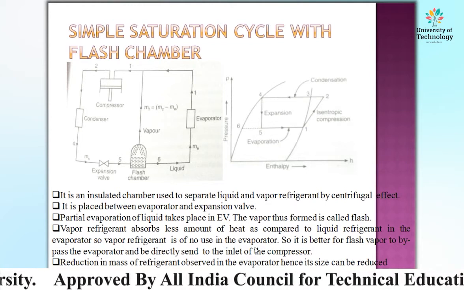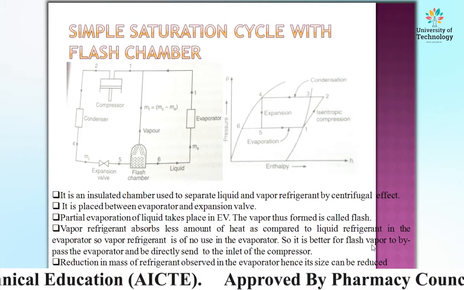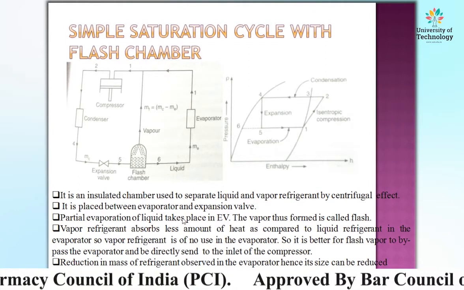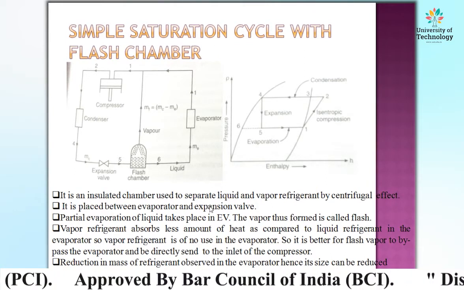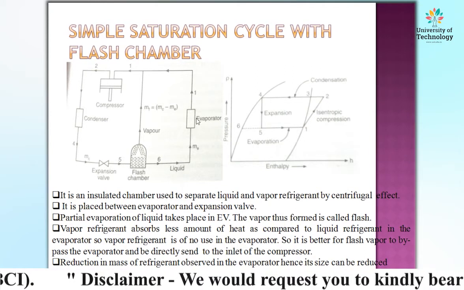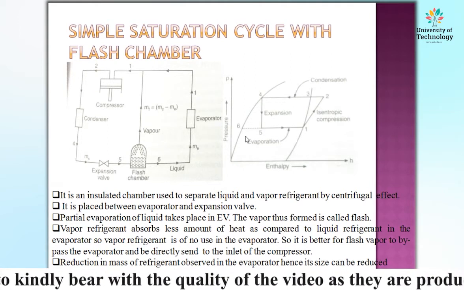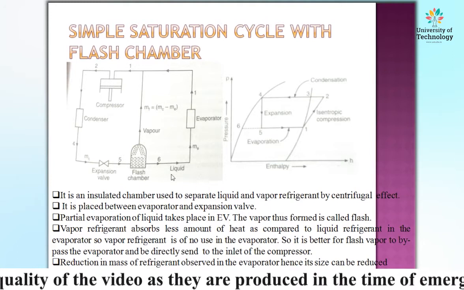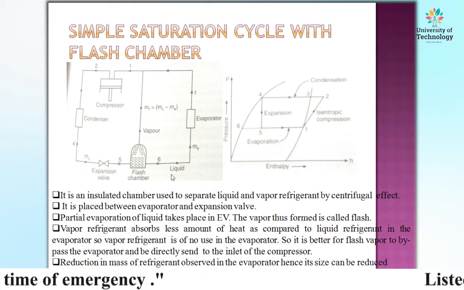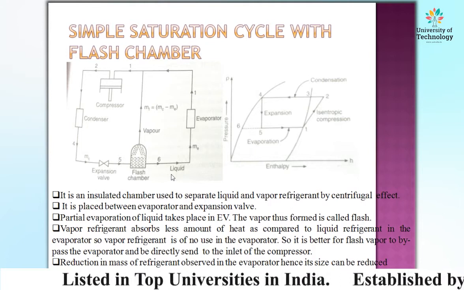So it is better for flash vapor to bypass the evaporator and be directly supplied to the inlet of the compressor. By doing this, for the same amount of cooling as compared to the simple vapor compression refrigeration cycle, we need less mass of refrigerant flowing through the evaporator. By doing this, we can reduce the size of the evaporator. Hence, cost can be reduced by using this flash chamber.